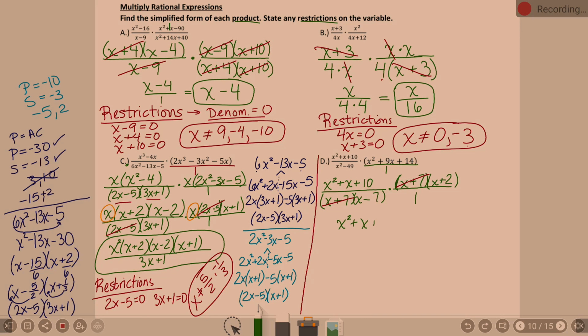X squared plus x plus 10. What else? Plus parentheses, x plus 2. X plus 2. What else? Over x minus 7.